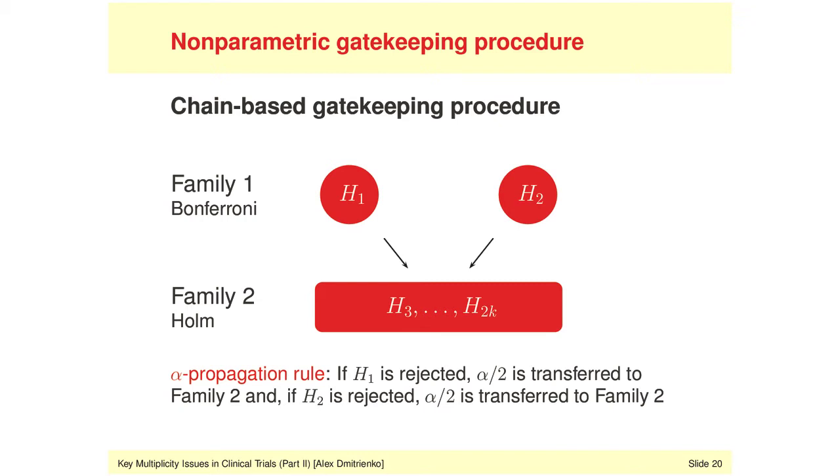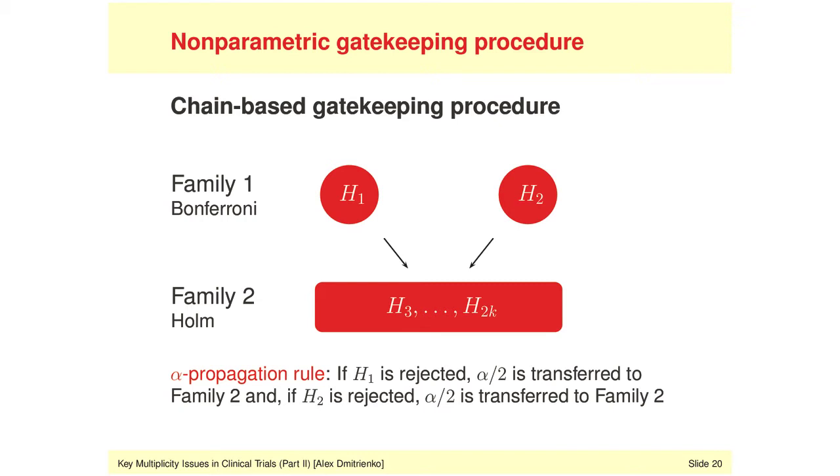If H1 is rejected, then half of the alpha, assuming that the hypotheses are equally weighted, will be transferred to the second family, and in addition, if H2 is also rejected, then its predefined fraction of the alpha, alpha over 2 for example, will be transferred to family 2. That's a simple and attractive alpha propagation rule, but now I would like to reiterate an important point that I made earlier in this module.